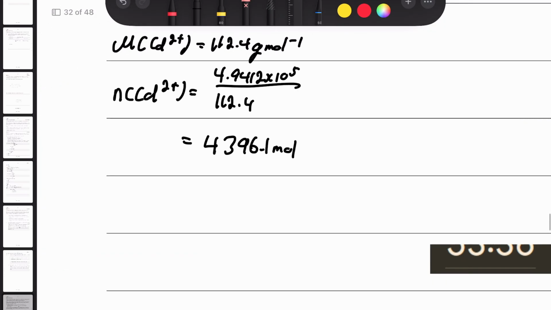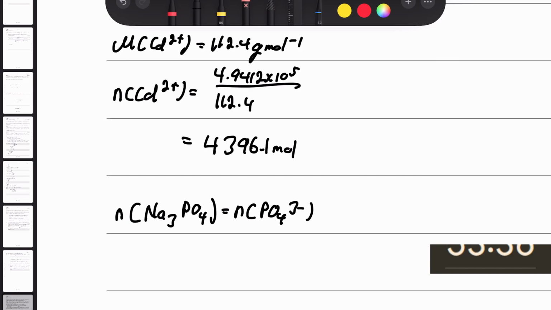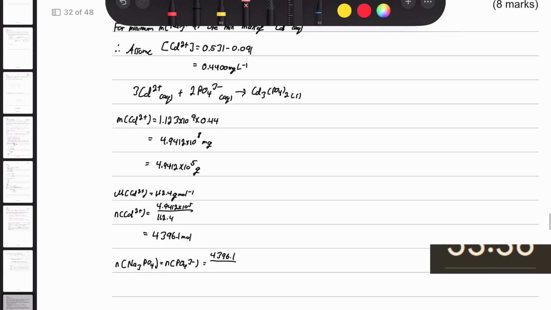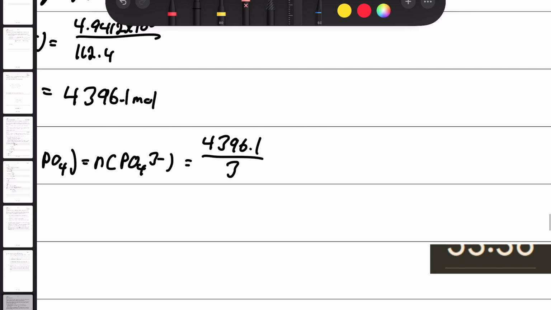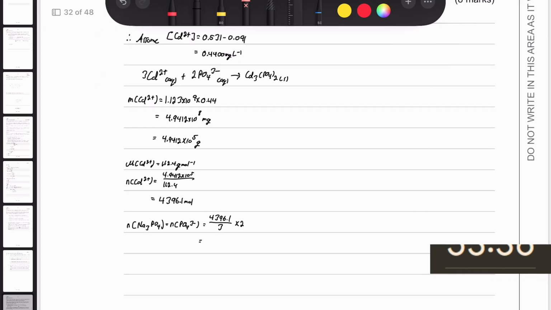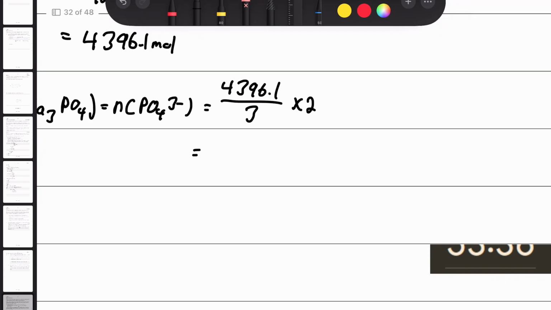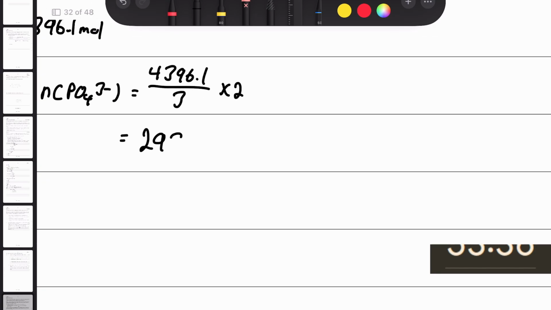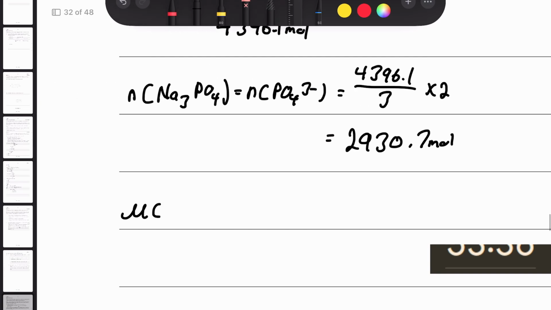Therefore, my number of Na3PO4 is going to be equal to the number of just PO4 3-. It's going to be equal to 4396.1 all over 3 times 2, which is 4396.1 divided by 3 times 2, 2930.7 moles.